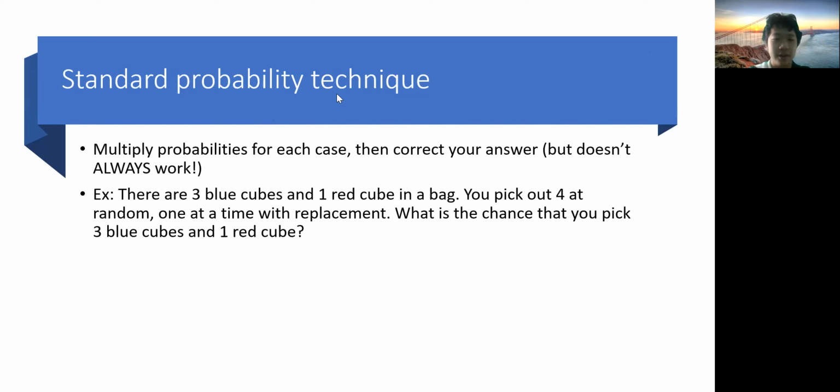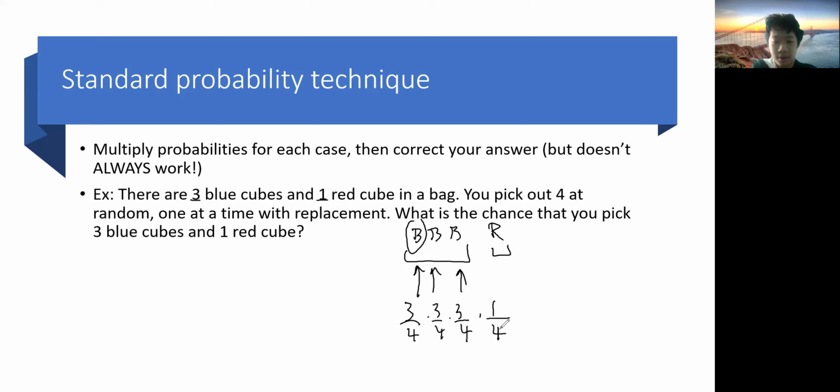Well, let's first take a scenario where I first take 3 blue cubes and I take 1 red cube. What's the chance of this happening? For the first blue, I have 3 out of 4 cubes that are blue. That's just 3/4. The next one, still 3/4. Still 3/4, and we just multiply them. And 1 red cube, that's 1/4 probability. So this is the chance that this specific order happens: blue, blue, blue, and then red.